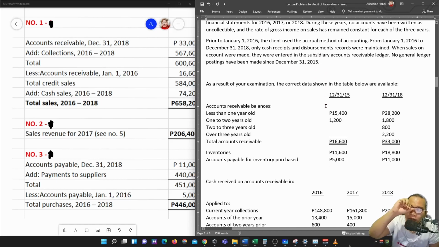So with that, as a result of your examination, the correct data shown in the table below are available. So this is for the year ending 12/31/2015.